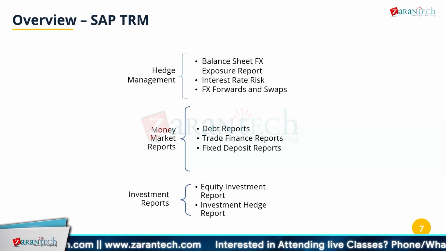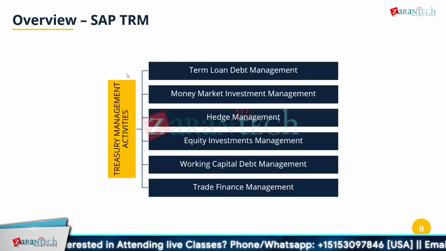We'll cover the money market report, debt report, trade finance, fixed deposits. Similarly, there can be investment report for equity, investment hedge. All this we covered in the report. Okay, so let's talk about the activities overall. There can be term loan, debt management, money market, hedge management, equity, working capital. So these all can be different types of products.